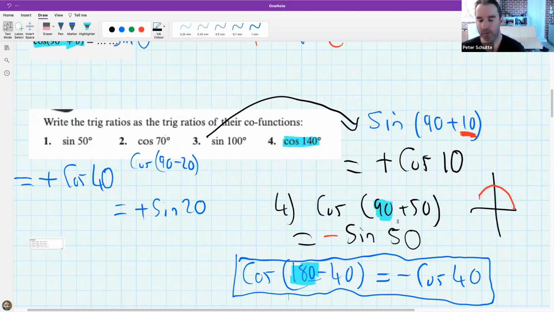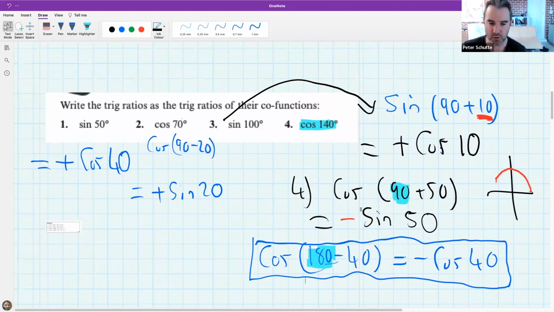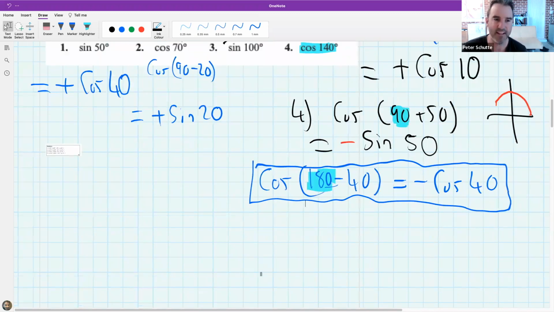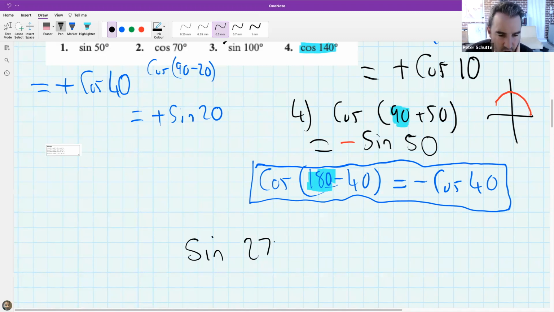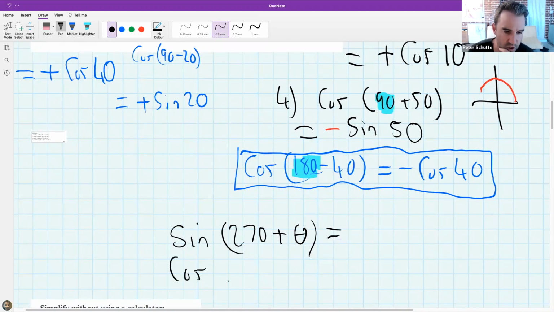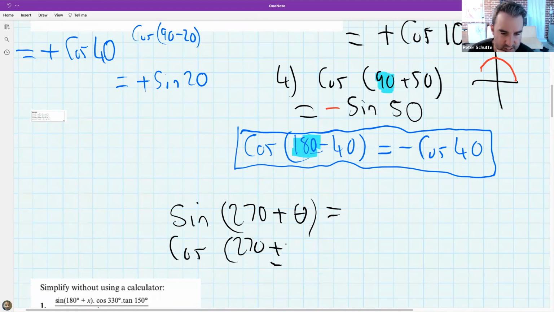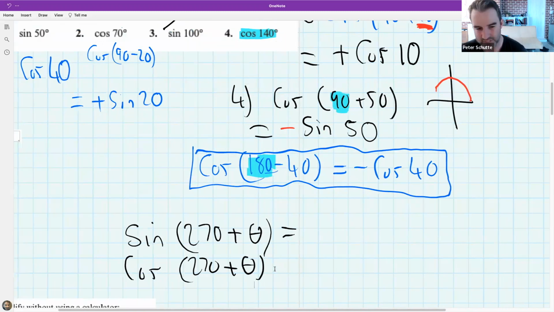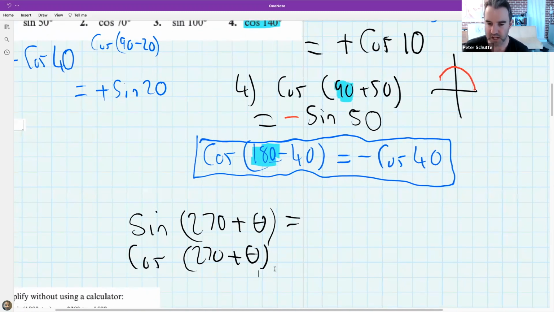All right. Now, it is important that you understand the difference between using the vertical axis and the horizontal axis. And I can see that we're almost there, but we need a bit more practice. So what I want to do now is ask you, can you reduce the sine of 270 plus theta using co-ratios or using the vertical axis? And can you reduce the cos of 270 plus theta? And instead of using the vertical axis of 90, I've now shifted it to quadrant number 4.